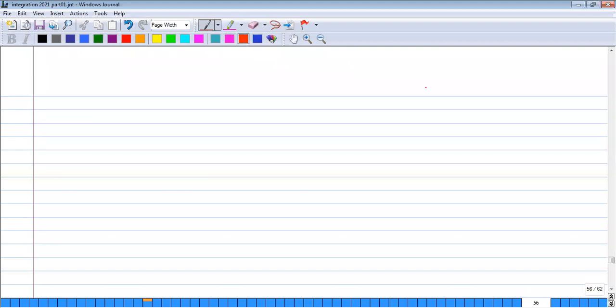See, it's a doubt. Integral sin x, sin 2x, sin 3x dx. One more question may be there, that is cos x, cos 2x, cos 3x also.